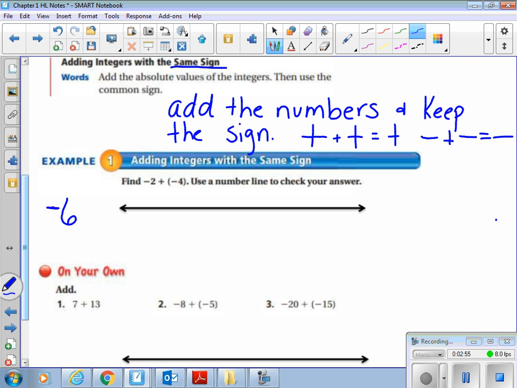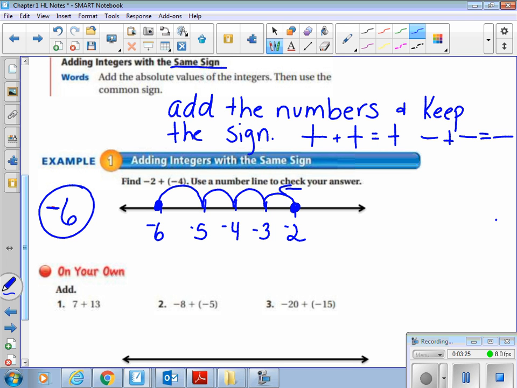If I want to look at that on a number line, here's my negative 2 that I'm going to start. I'm adding a negative, so I should be going to the left on my number line. So negative 2, negative 3, negative 4, negative 5, and negative 6. I'm starting here. I'm going to go 4 units to the left, 1, 2, 3, 4, and you can see me ending up at negative 6, which we said was the answer. All right, so we're adding the two numbers and keeping the sign.